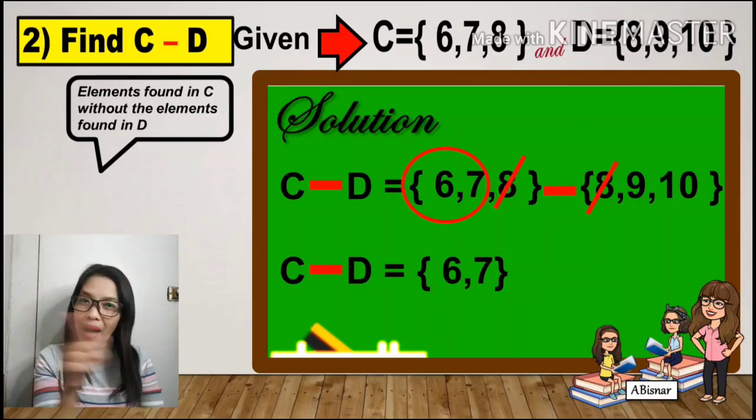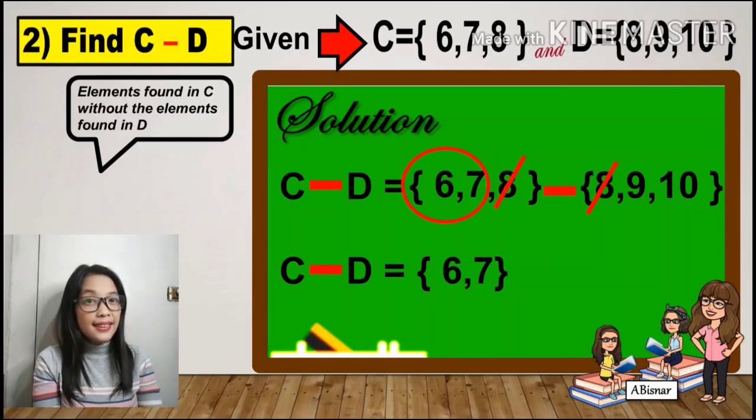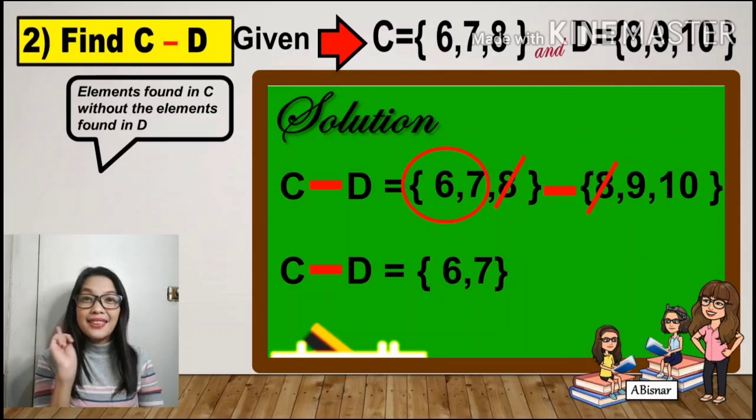Now, why is it that 9 and 10 is not included as the difference of C and D? That's correct. Because 9 and 10 is not part of set C. Questions?